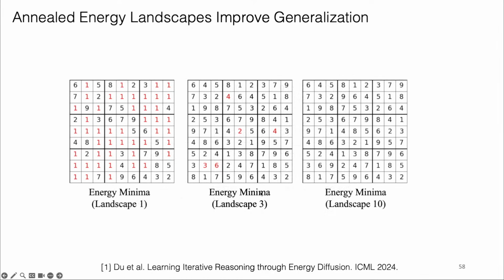And here's an illustration of this. If you look at the solutions you get when you optimize the first energy landscape, they have a lot of ones, so it's pretty invalid. But as you sequentially optimize with respect to each of these landscapes, you gradually get to solutions that are much more accurate.